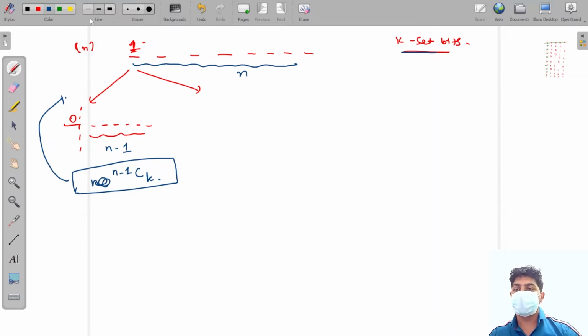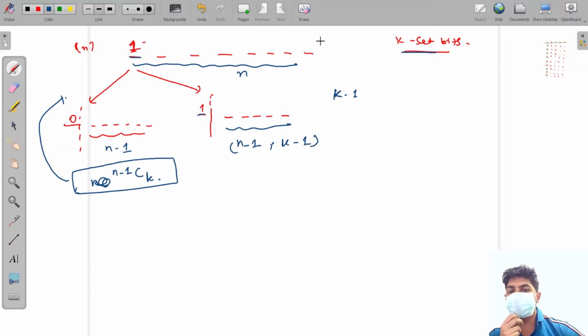The second option is that I will not change this particular set bit. I will keep it as it is. Now n minus 1 positions are remaining. I have used a set bit over here. Initially I was using 0 over here, now I am using 1. So my k will be reduced by 1 since I have used 1 set bit. Now my problem reduces to n minus 1 comma k minus 1. Originally my problem was n bits and k set bits, now it reduced to n minus 1 and k minus 1.